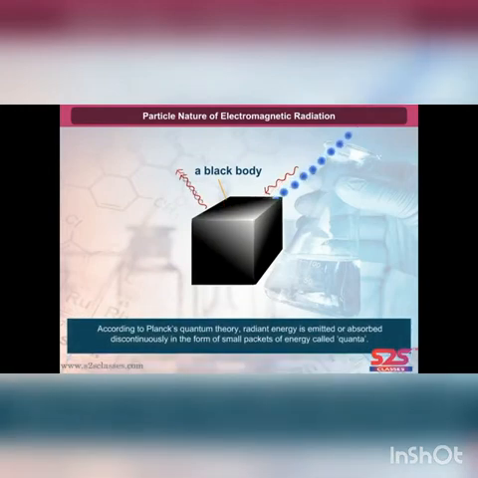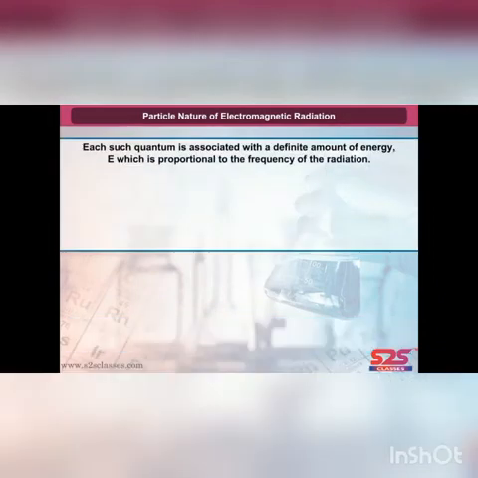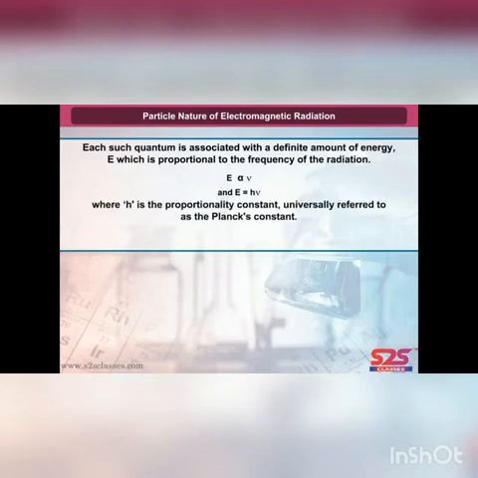According to Planck's quantum theory, radiant energy is emitted or absorbed discontinuously in the form of small packets of energy called quanta. Each such quantum is associated with a definite amount of energy, E, which is proportional to the frequency of the radiation. That is, E is proportional to nu, or E is equal to h nu, where h is the proportionality constant, universally referred to as Planck's constant.